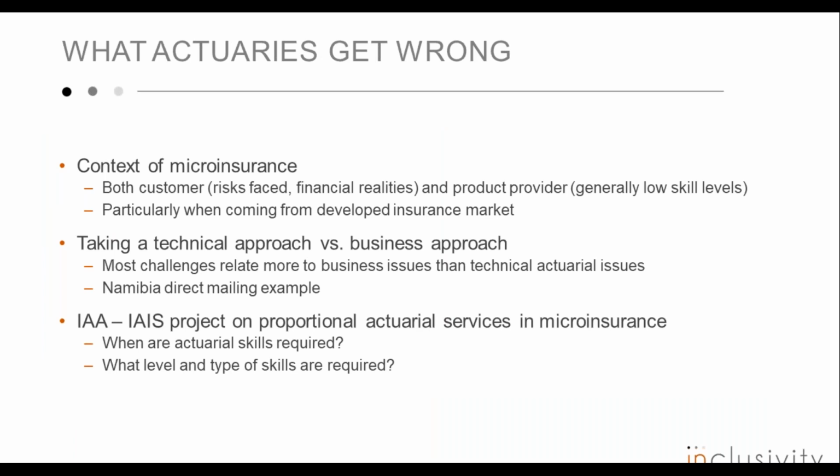So moving to the actuarial side of things and what actuaries tend to get wrong, I think the key message here is that very often actuaries don't really understand the context within which microinsurance happens. And this is both from the customer perspective as well as the product provider perspective, that is the insurer or the type of provider. From the customer perspective, an actuary really needs to understand the types of risks faced by the customers, which can be very different from the types of risk that an actuary would be familiar with. In particular, the impact of those risks can be very different.